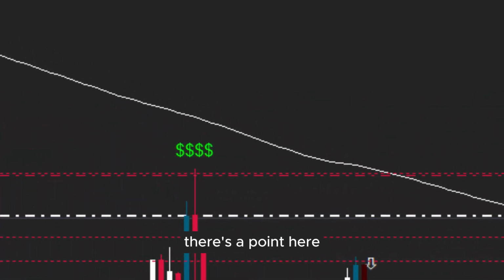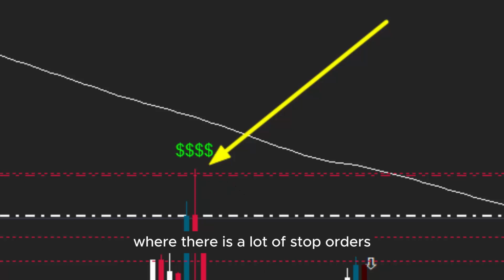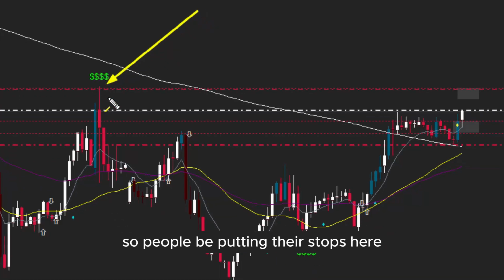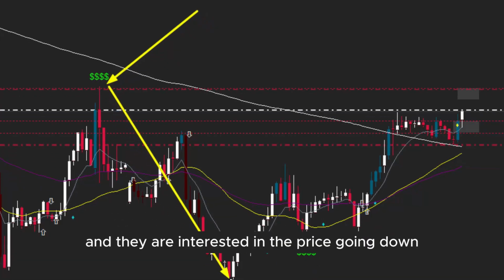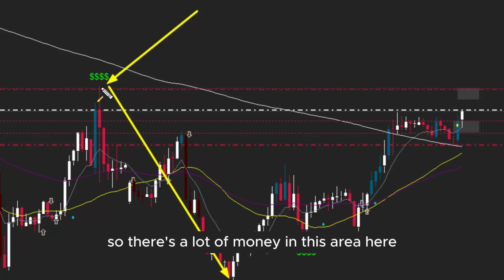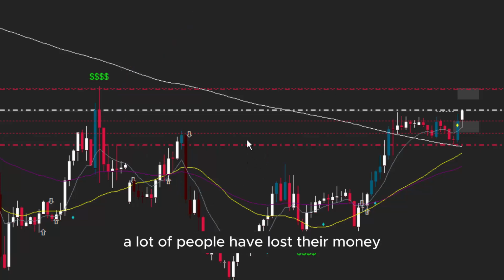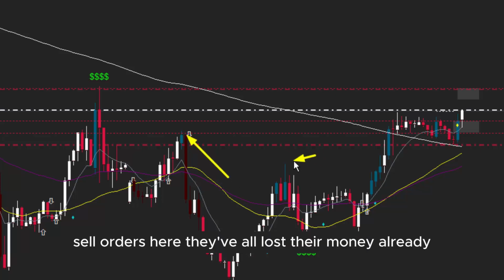Look to the left, you can see there's a point here where there is a lot of stop orders. A lot of people have put in some sell orders to come down on here. So people will be putting their stops here and they are interested in the price going down. So there's a lot of money in this area here. If you look before that, a lot of people have lost their money because they put sell orders here, sell orders here. They've all lost their money already.